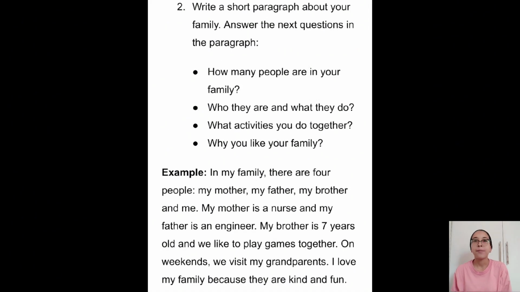Now, in the writing part, these are the objectives. Students will write a short paragraph about their family using appropriate grammatical structures and vocabulary. And the second one says, students will describe their family members, their occupations, and daily activities in an organized text. About the score, the writing part is worth 20% of the grade.